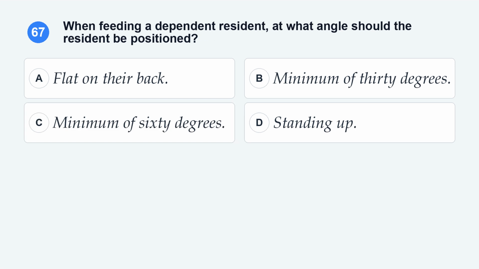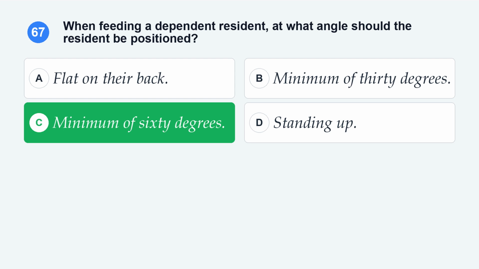Question 67. When feeding a dependent resident, at what angle should the resident be positioned? Option A, flat on their back. Option B, minimum of 30 degrees. Option C, minimum of 60 degrees. Option D, standing up.